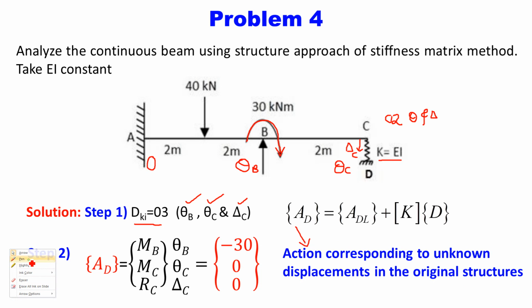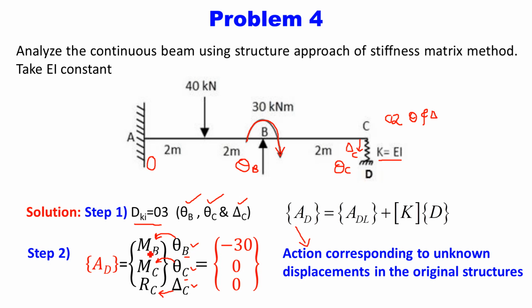To write down AD matrix, there will be 3 elements because DKI equal to 3 now. First unknown is theta B, second unknown is theta C, third unknown is delta C. So action corresponding to unknown displacement: action corresponding to theta B is a moment at B, action corresponding to theta C is a moment at C, and action corresponding to delta C is a reaction or vertical point load at C.